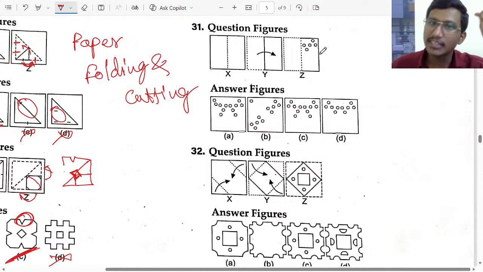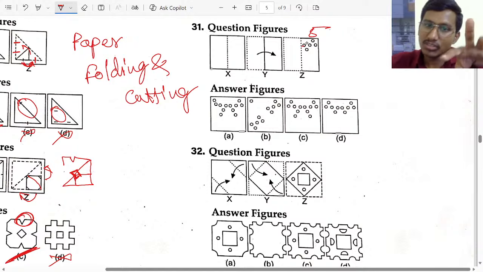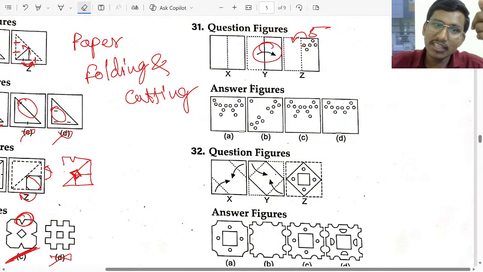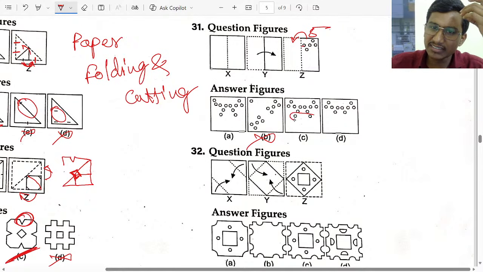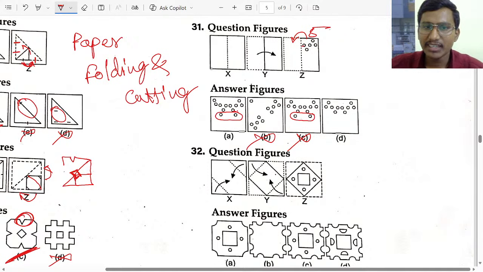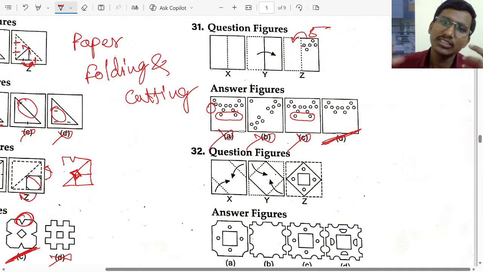So here there are 5 dots. You have to open it. So this is one, right? If you open it this side, it will come only on this side. So B is not the answer. There is an extra one here apart from the 5, that is also not the answer. Here there is one extra also, and here there is one missing, so that is not the answer. Which is the answer? Option D for the 31st.